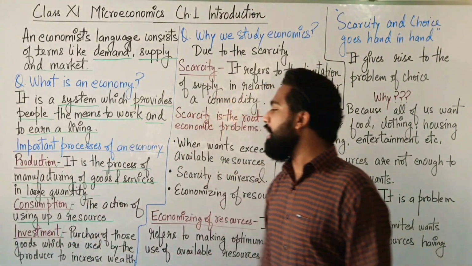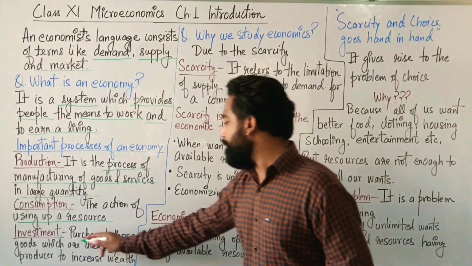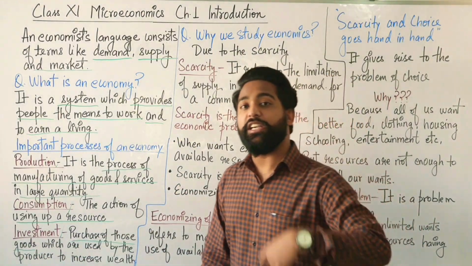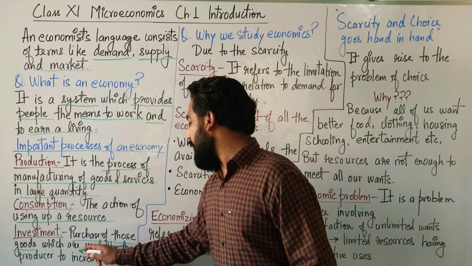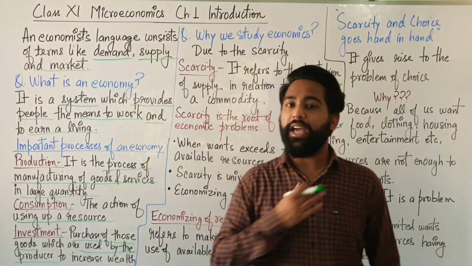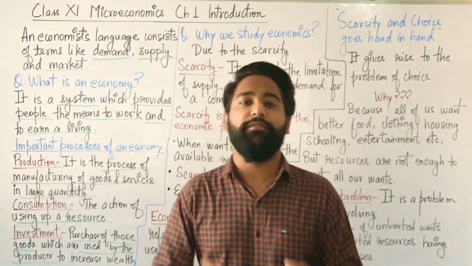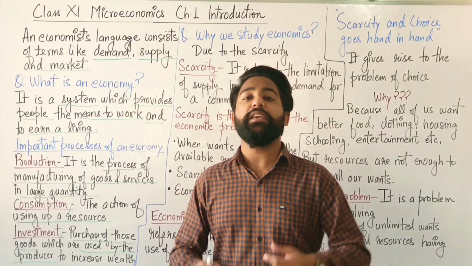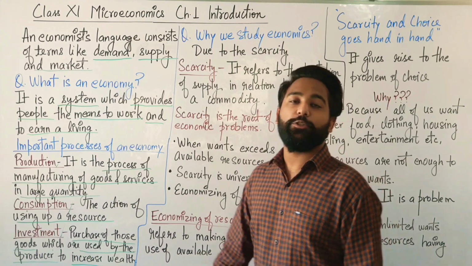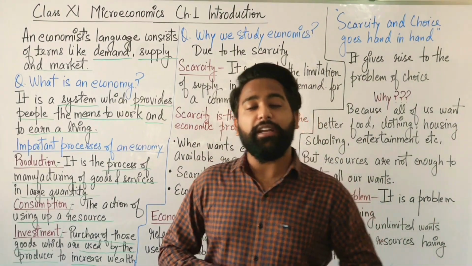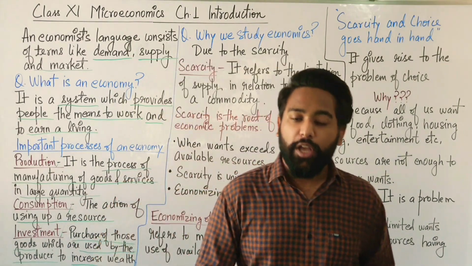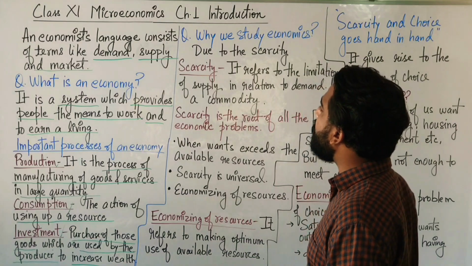Now, the next is investment. What is investment? It is the purchase of those goods which are used by the producer. Investment is not done by us. Investment is done by someone who produces something, who is manufacturing something. For what? To increase wealth, so that he can earn profit, so that he can add something to his property. So I guess this is very clear for you all.